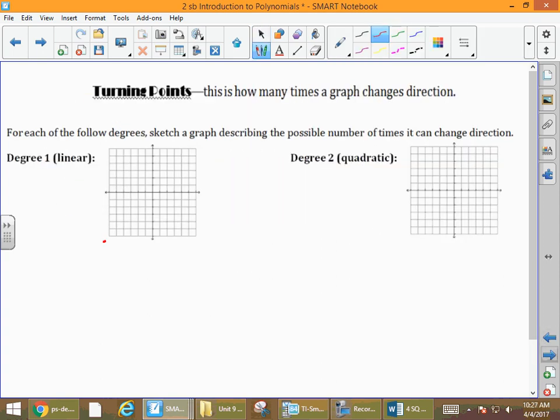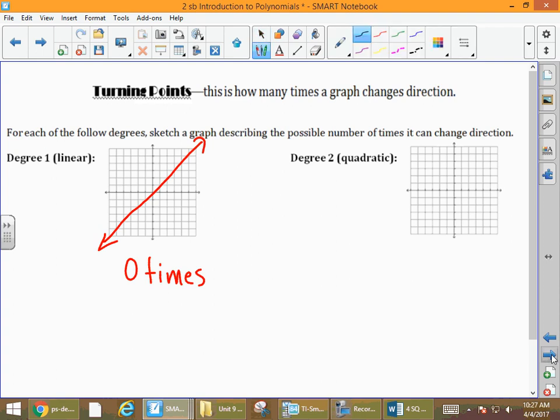it doesn't matter what line you draw. I was trying to draw one from corner to corner. How many times do we change direction? 0 times. We started here at the left corner, we went all the way to the top, we never changed direction.